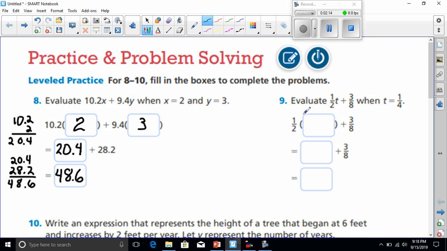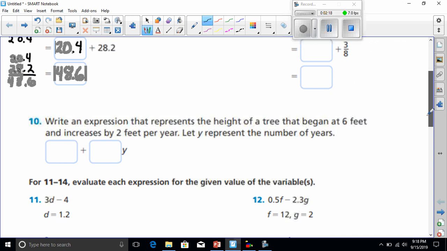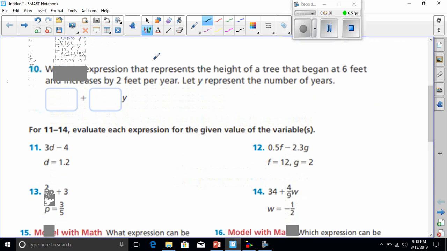All right, number 9 is for you to do. I'm going to number 10. Write an expression that represents the height of a tree that began at 6 feet and increased by 2 feet each year. Let y represent the number of years.